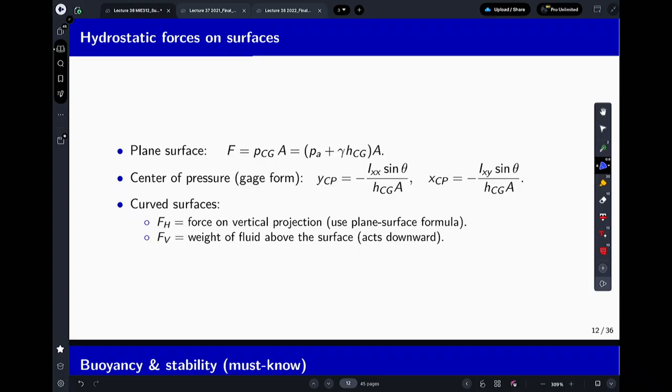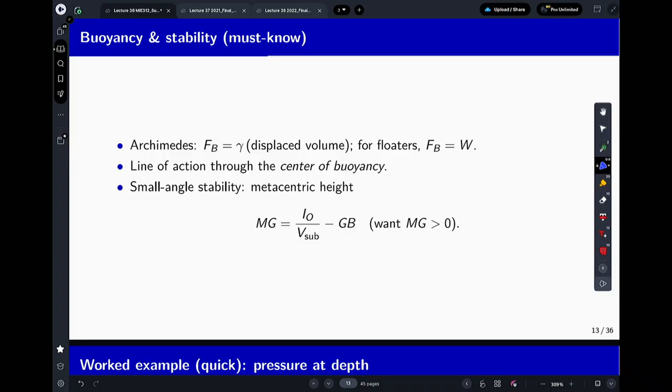Curved surfaces, you have force on vertical projection. Vertical forces, you have the weight that acts downward on the surface. Archimedes buoyancy, force of buoyancy equals rho g times the displacement. And for things that are floating, force of buoyancy equals the weight. Line of action through the center of buoyancy, small angle stability, metacentric height, GM, and you want the height to be greater than 0.